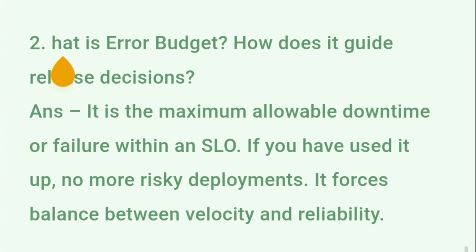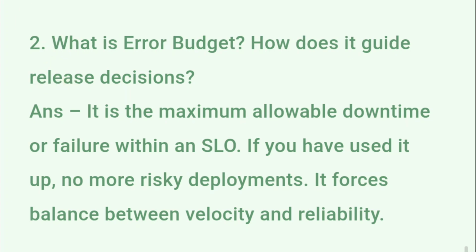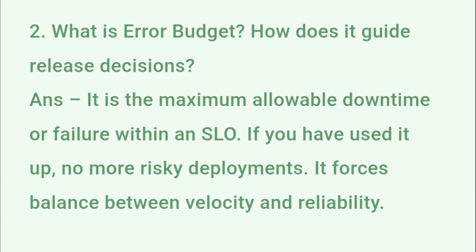The second question was, what is an error budget? How does it guide release decisions? Basically, there is an SLO, a service level objective. Generally the SLO will be 99.9%. Obviously, 100% is not an SLO. If the SLO is less than 100%, then the error budget comes.